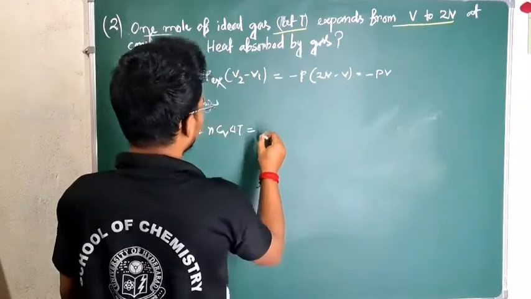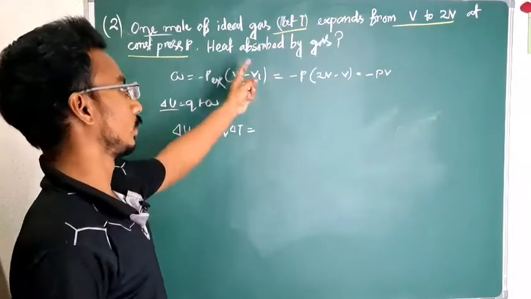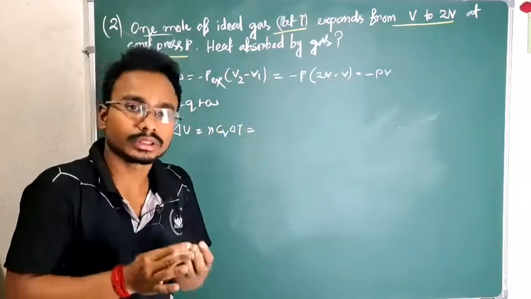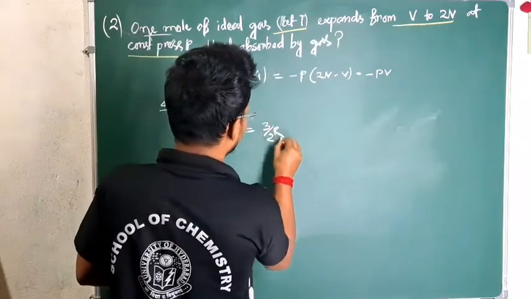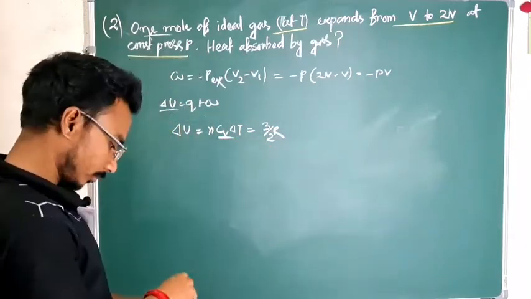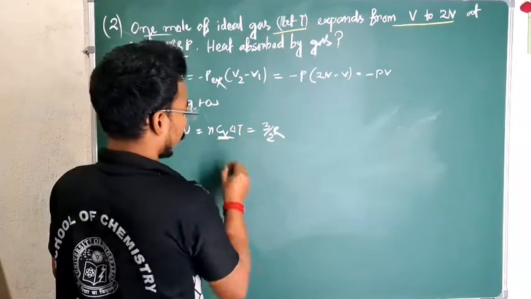So CV, what is the CV, and monoatomic. If nothing is given, you should consider monoatomic. So monoatomic is 3/2 R. That is the value of CV.